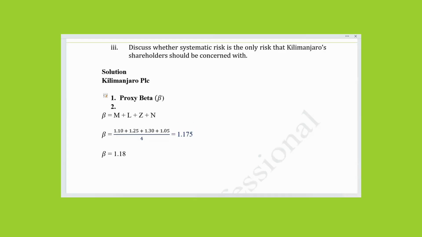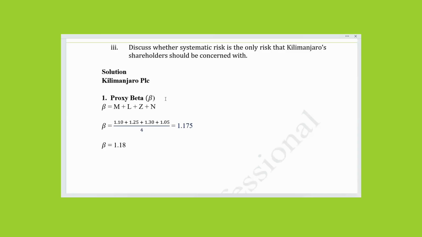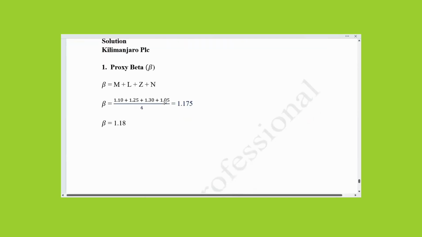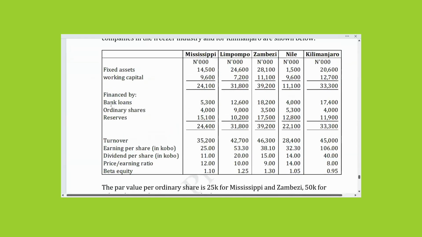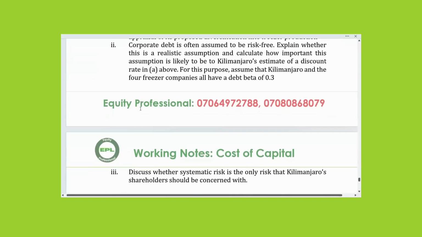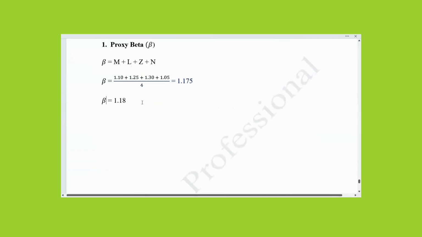So in this case, we need to go back to the balance sheets or the financial statistics given to us and check if there is debt. You can see under the finance buy, we are given bank loan for all the four freezer companies. Bank loan is a form of debt. Therefore, because they have bank loan, the 1.18 is a geared beta. If 1.18 is a geared beta, then we need to ungear.